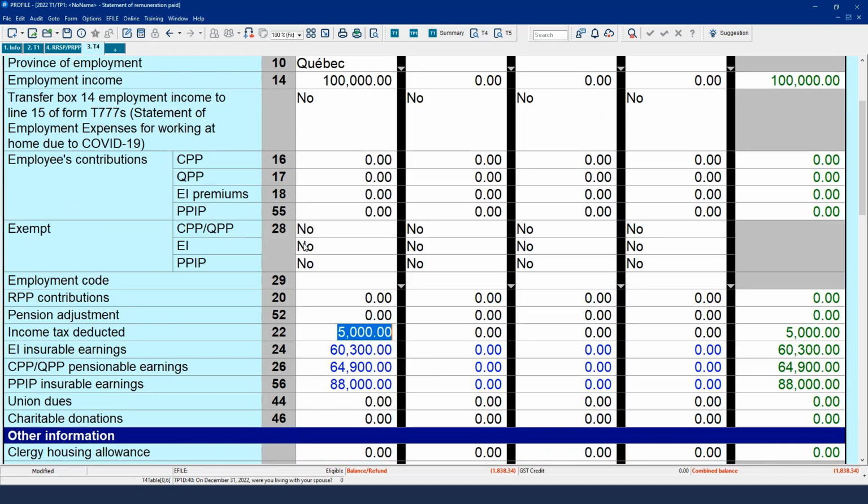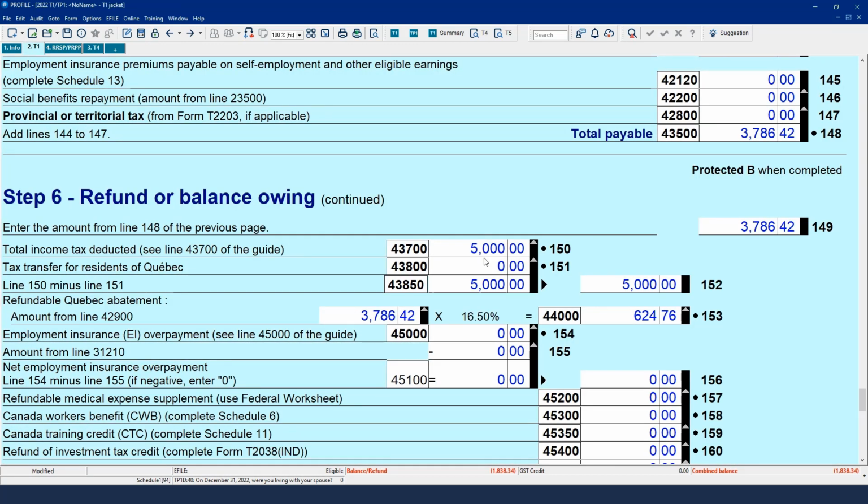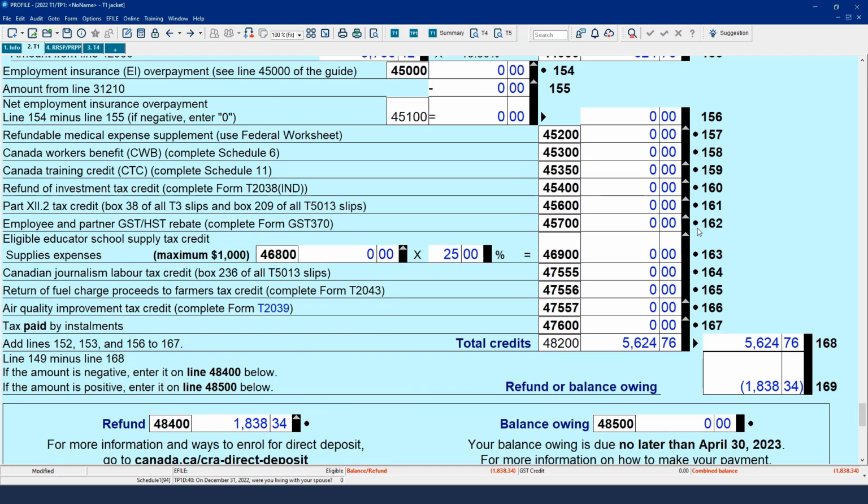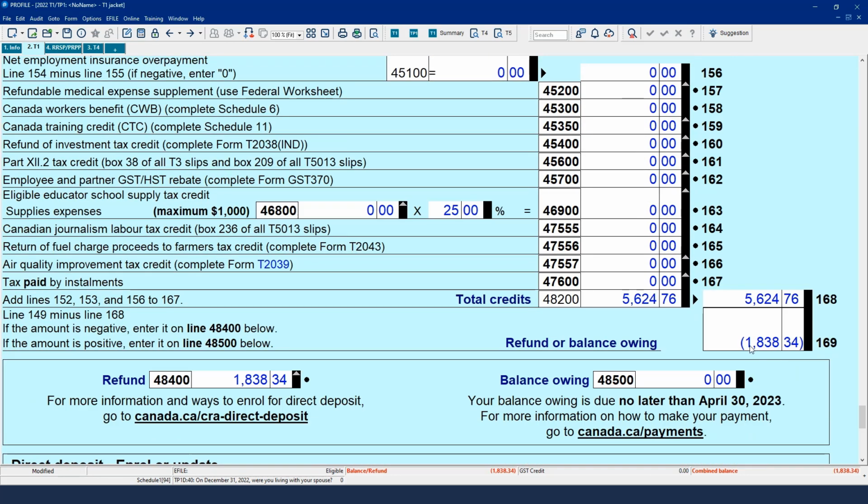It's on my T4. So you can see here, box 22. I already paid 5,000, but you're saying I'm supposed to pay only 3,786. I already paid 5,000, so I paid too much, so I'm expecting a refund. So the difference between 5,000 and 3,786 is the refund. I'm also going to add to it the 624 that it's going to deduct. So it's basically 3,786 minus 624 of Quebec abatement. So I'm left with about 3,100, but I paid 5,000 already throughout the year. So basically I'm going to get a refund of 5,000 minus 3,100, which is about 1,900. Yeah, 1,800. There you go. So that's where my refund comes from.